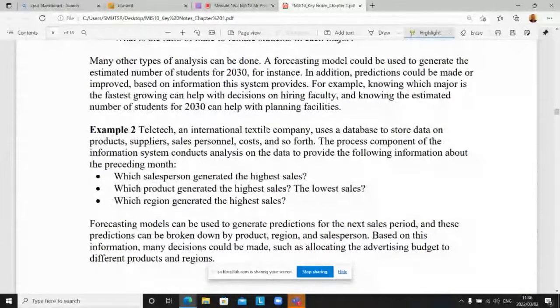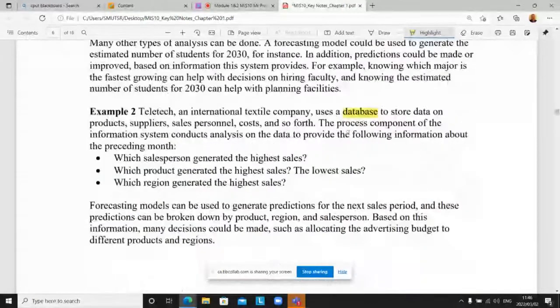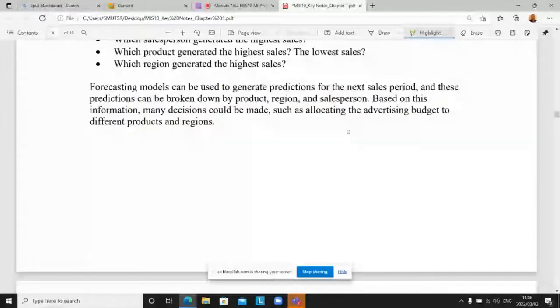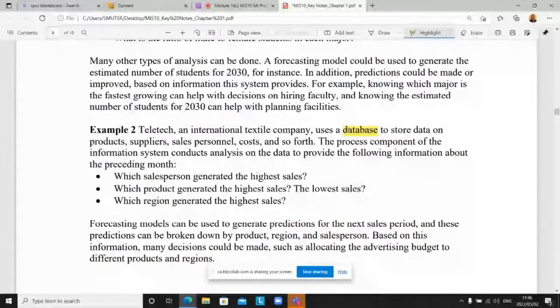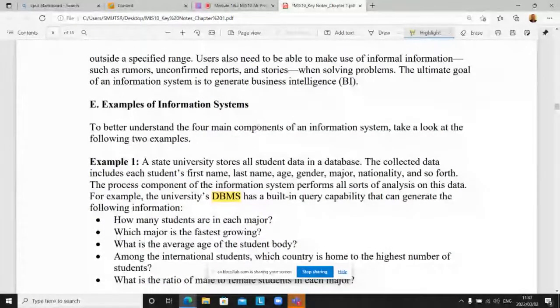Example 2, Teletech, an international textile company, uses a database again. So they're pushing database here under examples of information systems. And they've only put 2 there, database and database. So in here, you may add there a TPS and a MIS. That's also an example of an information system. In fact, under this answer, you could put just about anything and you will get it right.